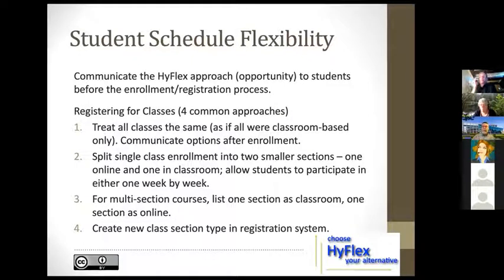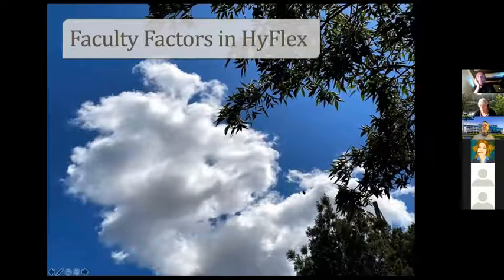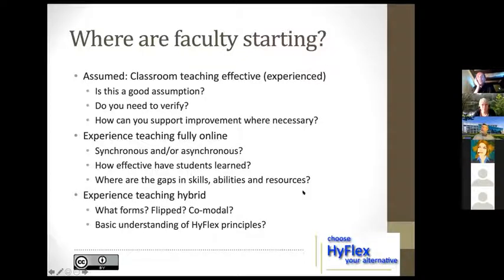So we might split a class into 2 sections, list one online, list one face-to-face. What we do in our program now is we list a single course, but we show different participation patterns available in the registration system. So now our students know, oh, this is a HyFlex course. It's got a classroom and a time and a date, but it also says online TBD, which basically means online asynchronous in our system. So we list it multiple ways for students to see. So you'll have to find a way to do that if you get beyond just trying it out for a semester.